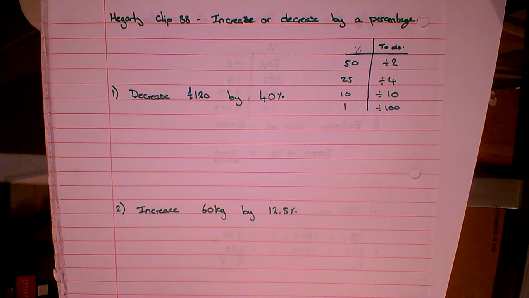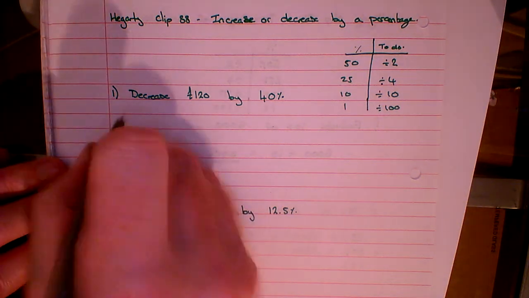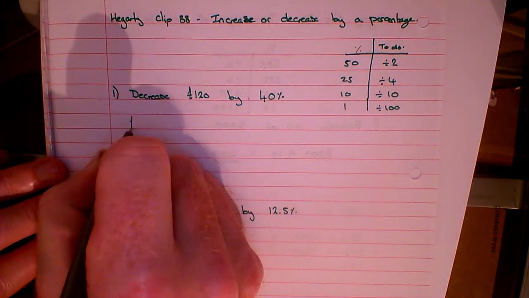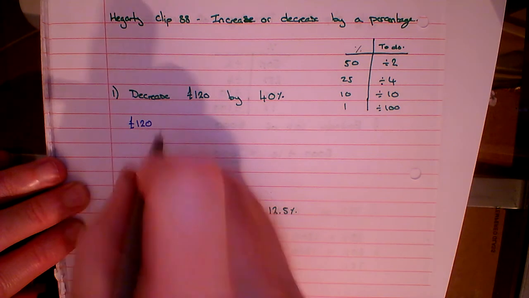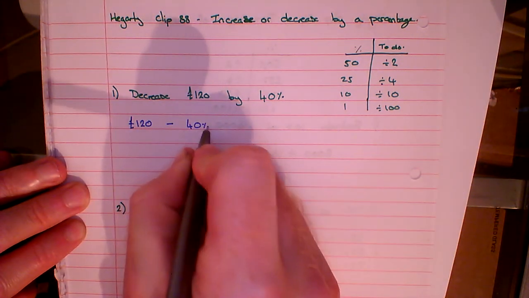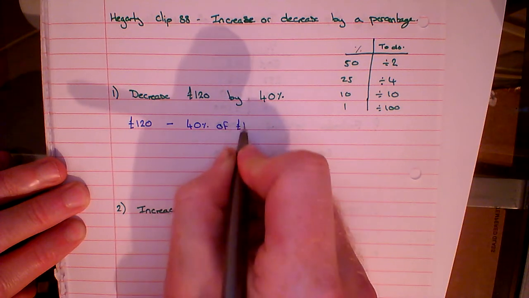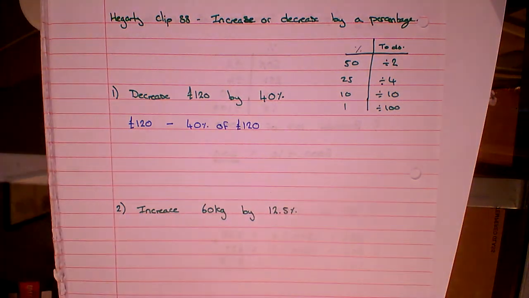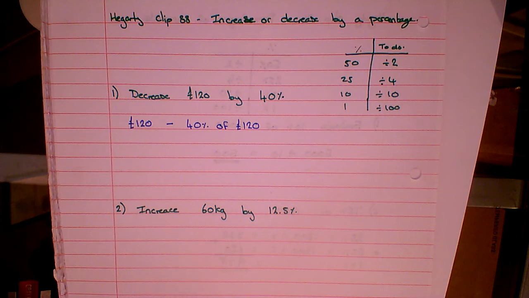If I want to decrease £120 by 40%. Okay, so what that means is I'm going to take my original amount. Okay, so it's 120. I want to decrease it, so that's take away 40% of £120. Okay, so that's my new mathematical sum. I've got decrease £120 by 40%, so it's £120 take away 40% of £120.